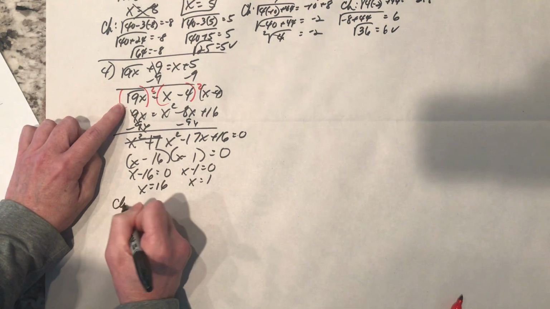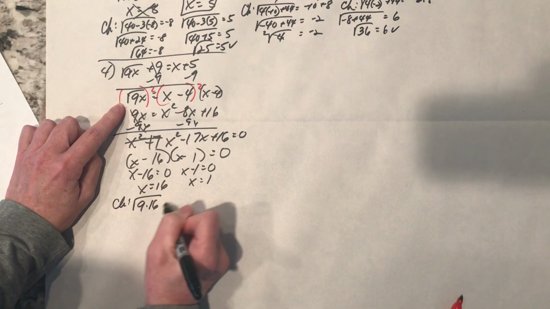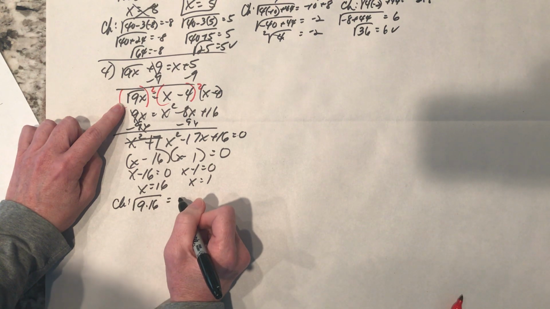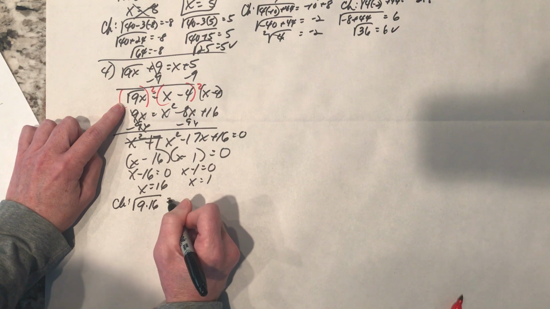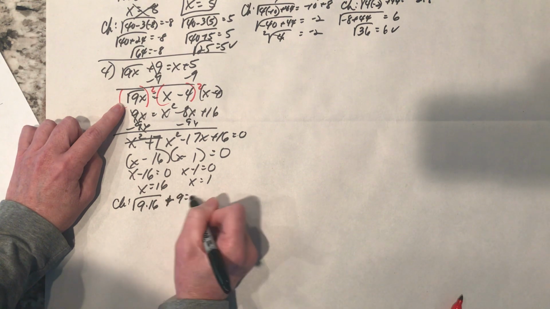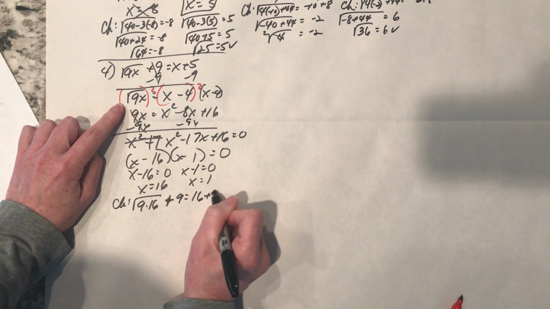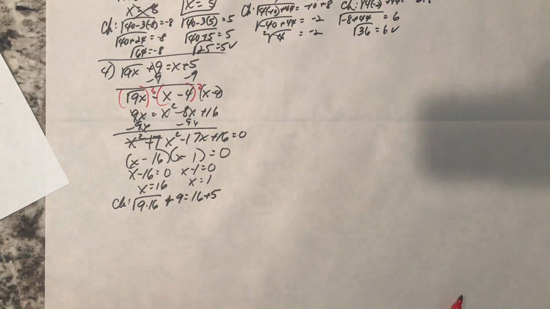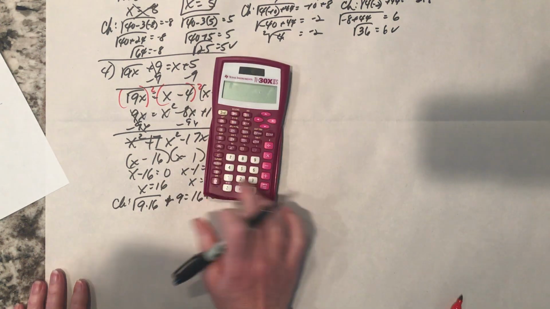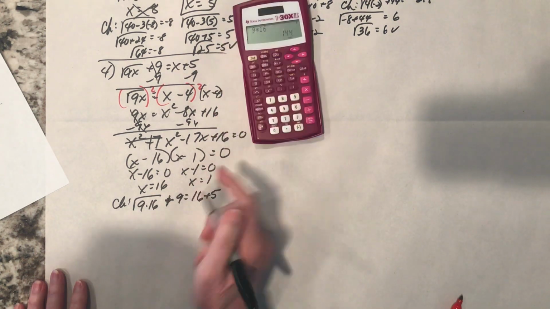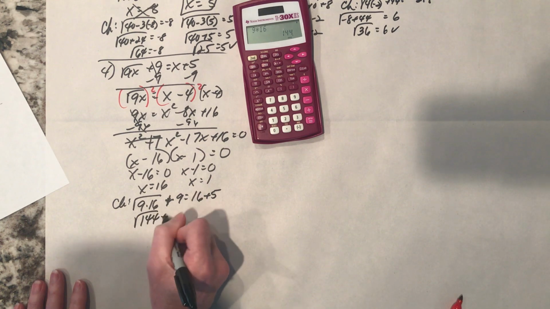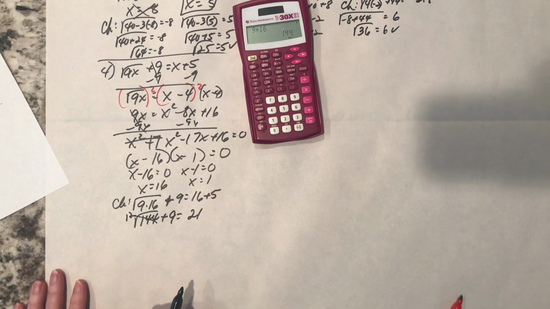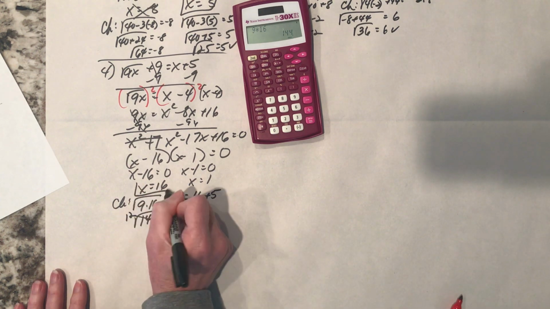So on the check, we've got the square root of 9x plus 16 equals x plus 5. Is that how it started? No, not a big deal. Let's go ahead and stick with the first one, putting it in right up here where the x's are. 9 times 16 is 144, plus 9 equals 21. The square root of 144 comes out as a 12. 12 plus 9 equals 21, so that guy works.